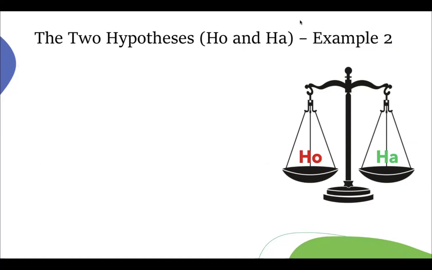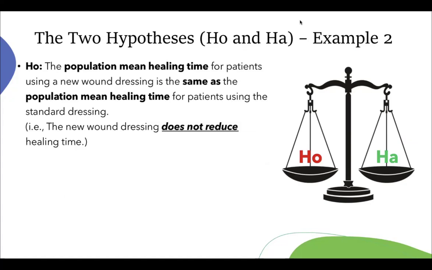Example 2, let's do something similar with healing time. The null hypothesis, the population mean. Okay, we're making a statement about the population parameter here. The population mean healing time for patients using a new wound dressing is the same as the population mean healing time for patients using the standard dressing. The new wound dressing does not reduce healing time.